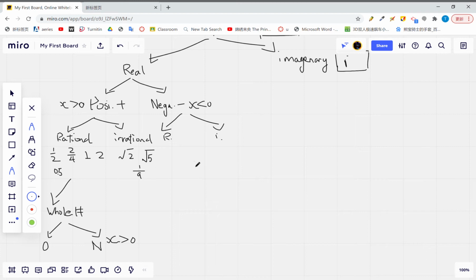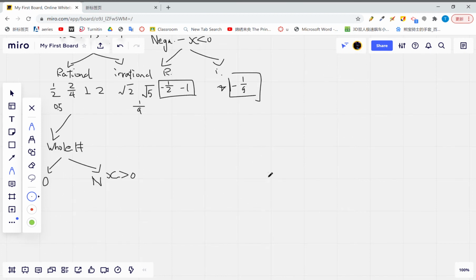Okay, and let's say negative, it's literally the same thing, right? But negative can't be whole number, so it's only rational and irrational. Just 1/2, -1/2, -1, and irrational is like negative, like -1/9. Okay.